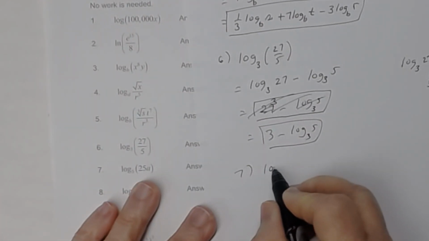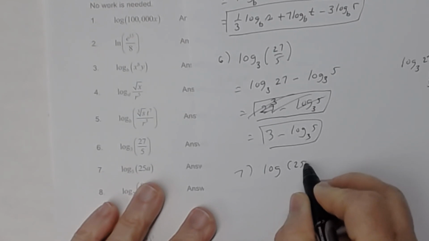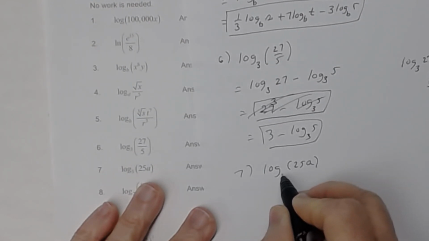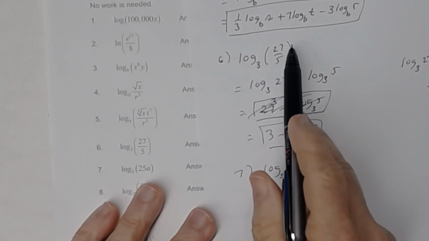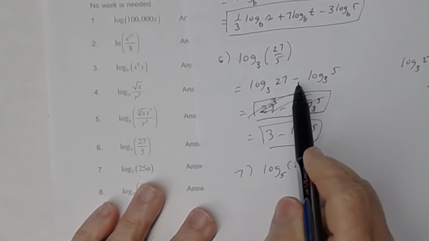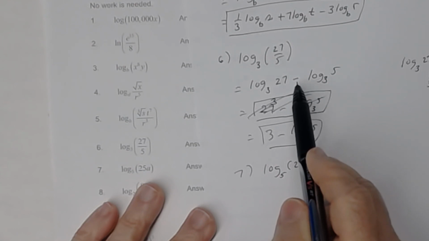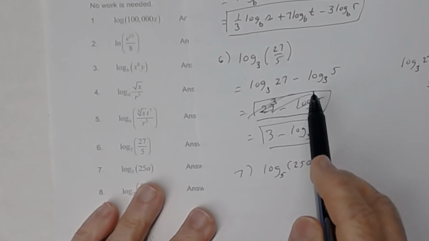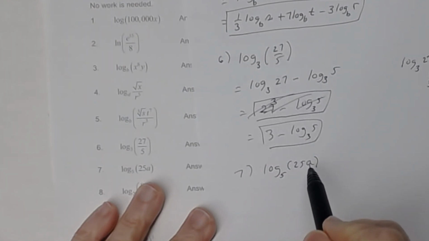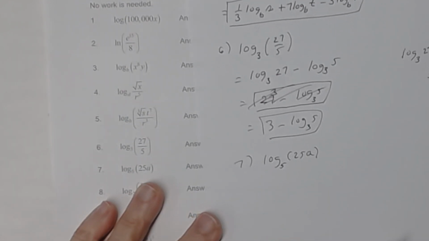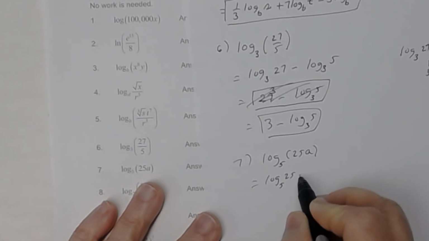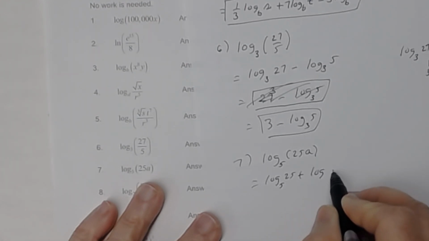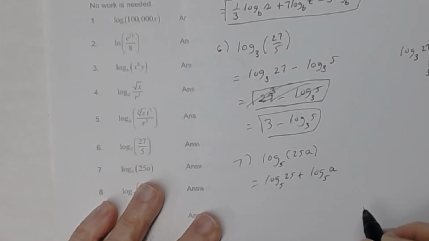You have the log of 25a base 5. All right, so notice that in number 6, you had a quotient, so you used the quotient rule, so you changed that to a subtraction problem. So we had the difference of the two logs. This is a product, right? So you can use the sum. So it'll be the sum of those two logs. So use the product rule. So this becomes the log of 25 base 5 plus the log of a base 5.